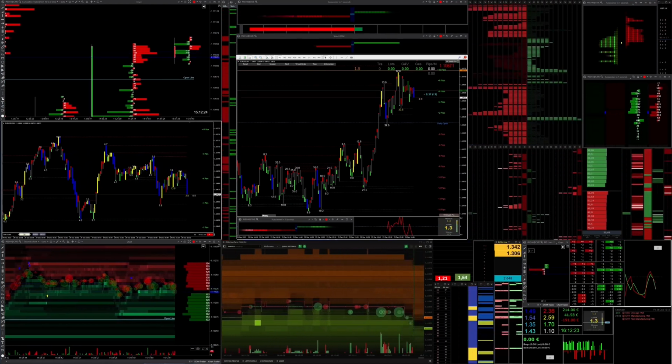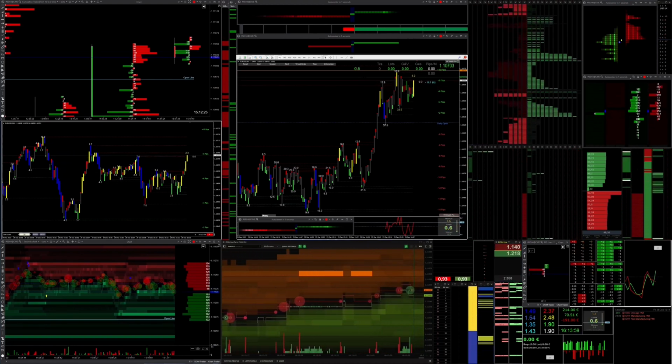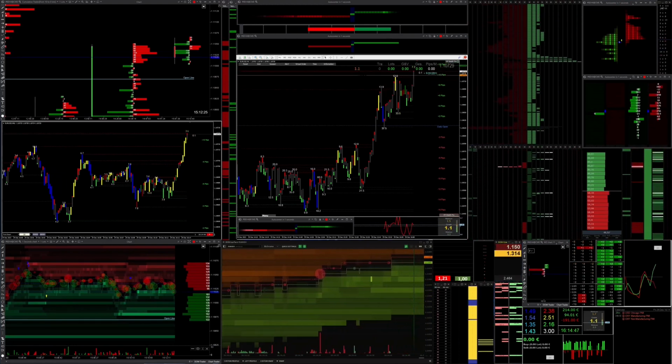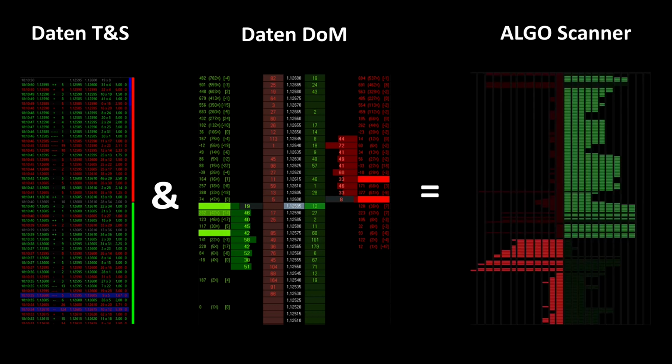I generate my main information from the DOM and the TNS, but we already know that these representations do not produce clear patterns that will help us in the long term. So, I had to use other ways to read the algorithms. First of all, I generate special data from the time and sales list and also some selected data from the DOM. These are then combined, filtered, or even reprogrammed to develop a kind of ALGO scanner that reliably shows me the recurring patterns within the algorithms.